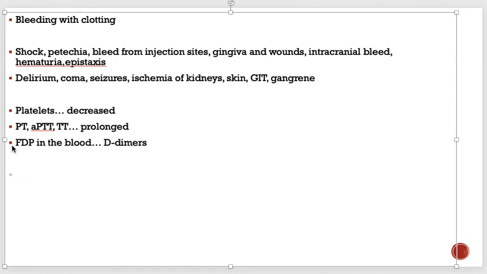Okay, so this is how we diagnose DIC. How to treat? Of course, treat the underlying cause. First of all, stop the factor which is initiating DIC. Treat the underlying cause, the most important thing. Then of course, it's an emergency, a life-threatening condition. Pay attention to hemodynamic status.